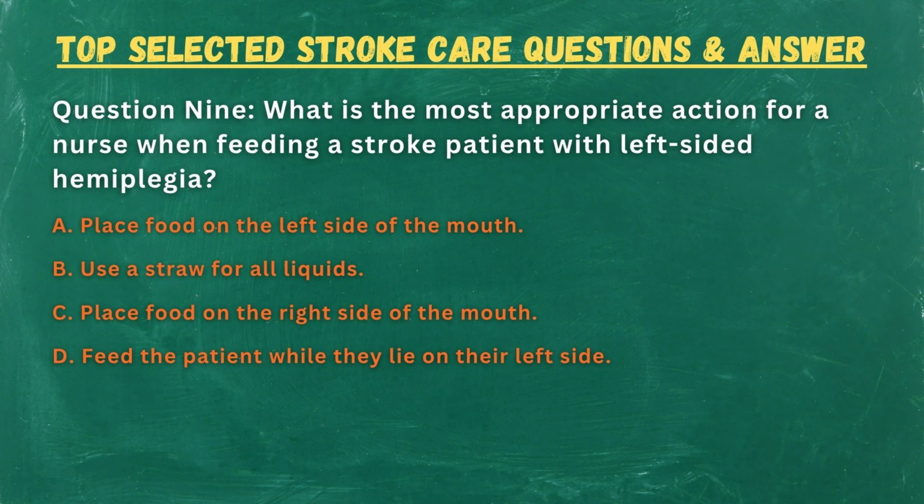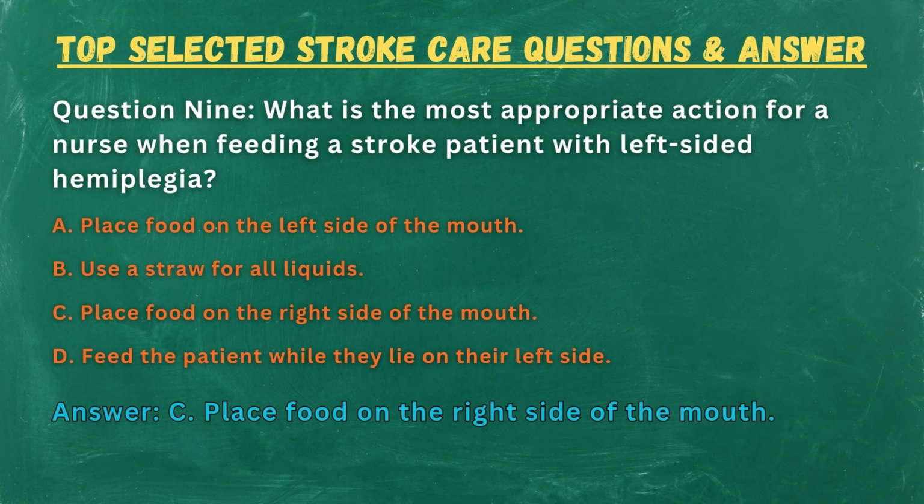Question 9. What is the most appropriate action for a nurse when feeding a stroke patient with left-sided hemiplegia? A. Place food on the left side of the mouth. B. Use a straw for all liquids. C. Place food on the right side of the mouth. D. Feed the patient while they lie on their left side. Answer: C. Place food on the right side of the mouth.